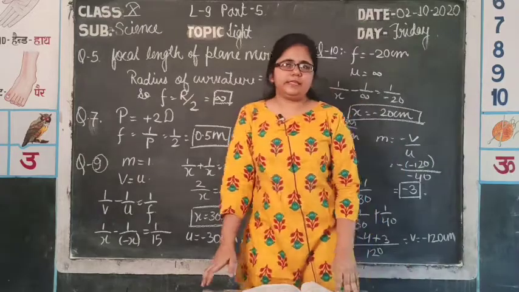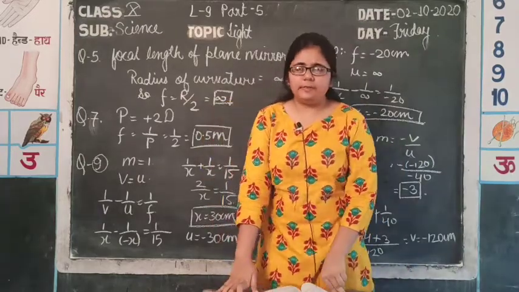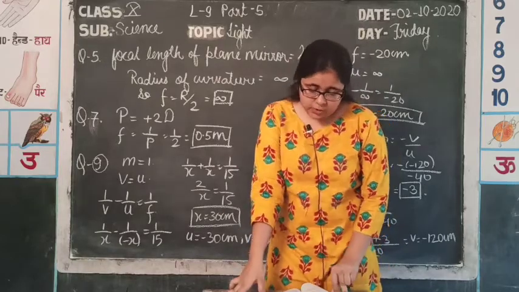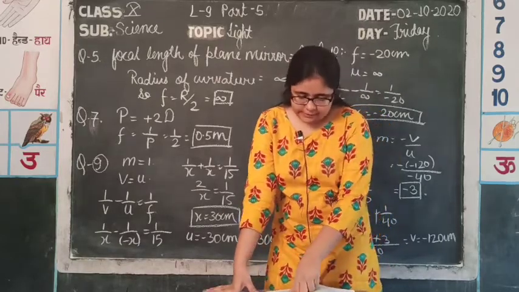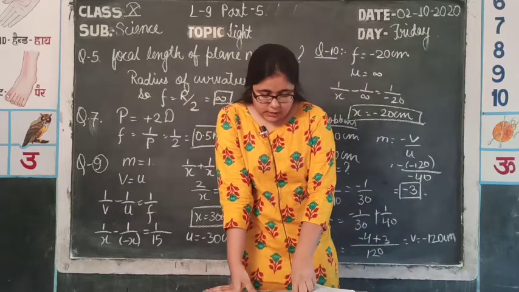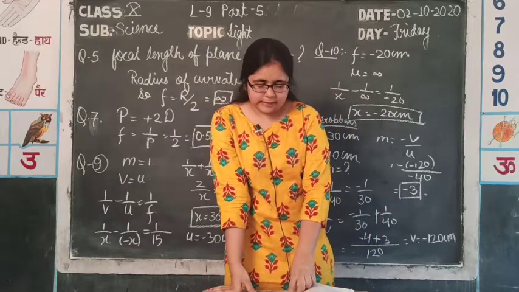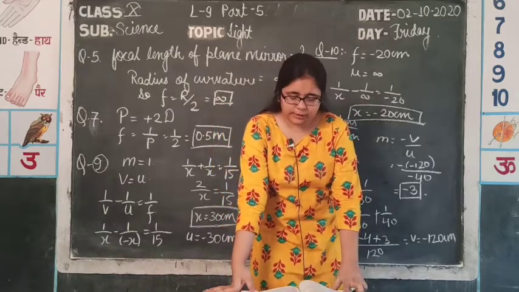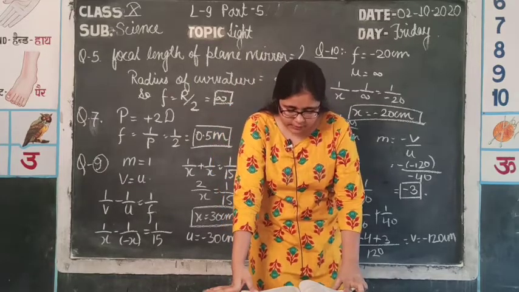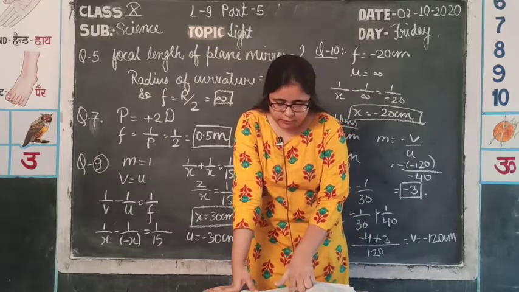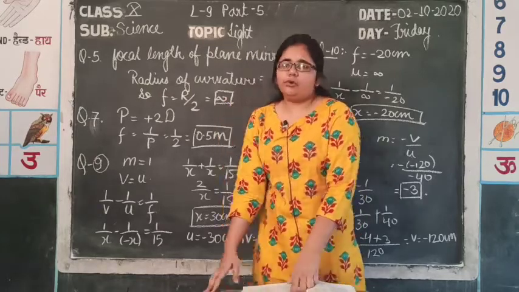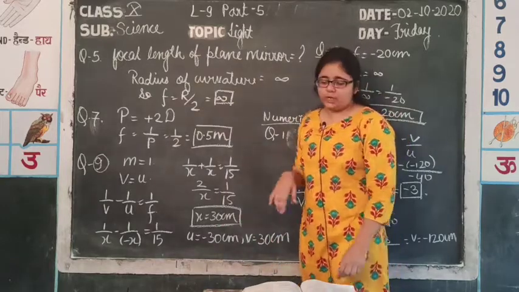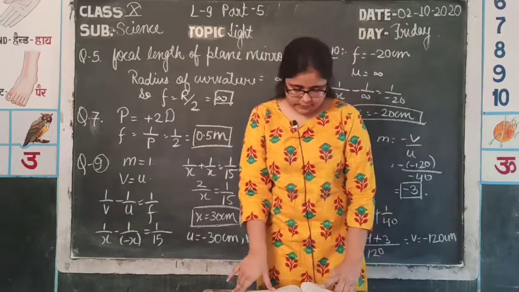Now, after explaining the structure of the eye, we will practice some numericals based on it. First of all, the first numerical is question number 4 of the objective type questions. The question is, if the focal length of a mirror is plus 60 centimeter, then this is the kind of mirror. First option, concave mirror; second, parabolic; third, plane mirror; and fourth, convex mirror. I have told you that the focal length is positive in a convex mirror. So, the answer to the fourth question is convex mirror.